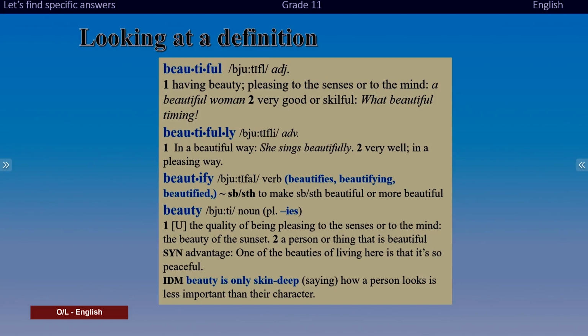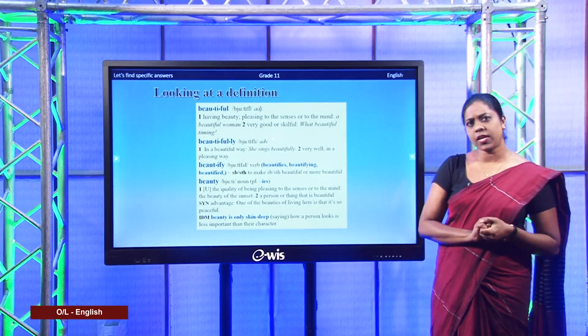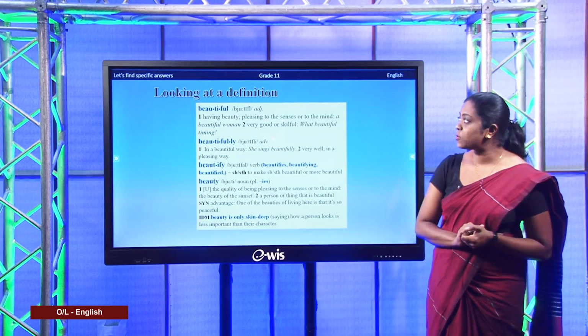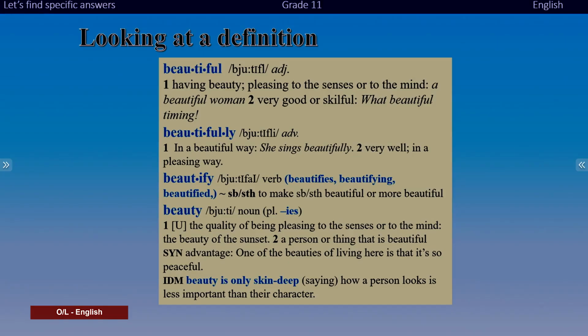If you look at the first word, you can see the abbreviation. What is the abbreviation you see there? Very correct, you see the simple A, D and J. What does that stand for? Adjective. So the word beautiful is an adjective, and the meaning of the word is given below.